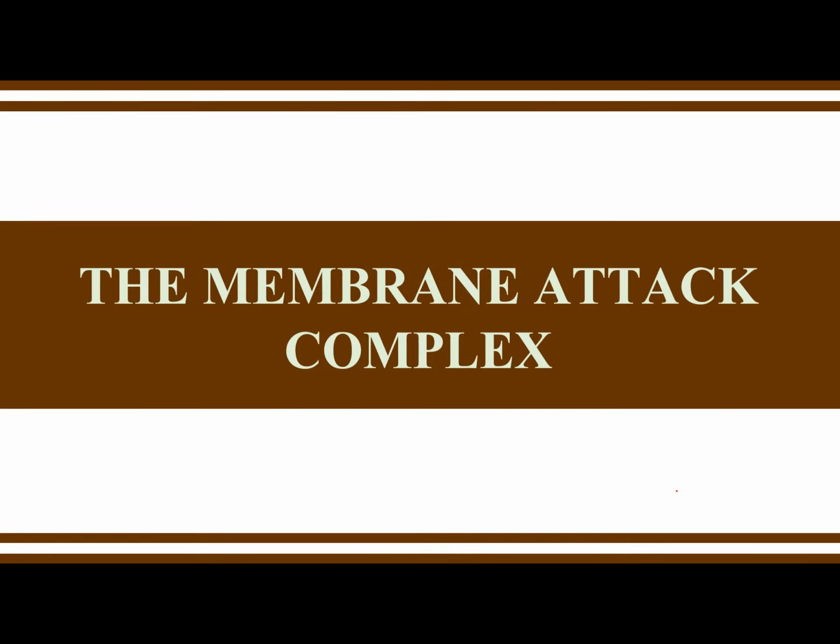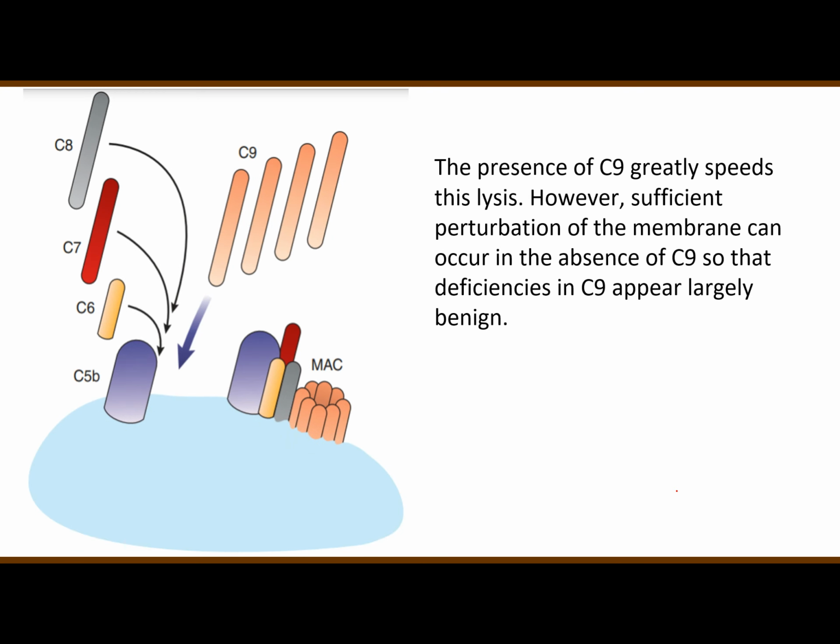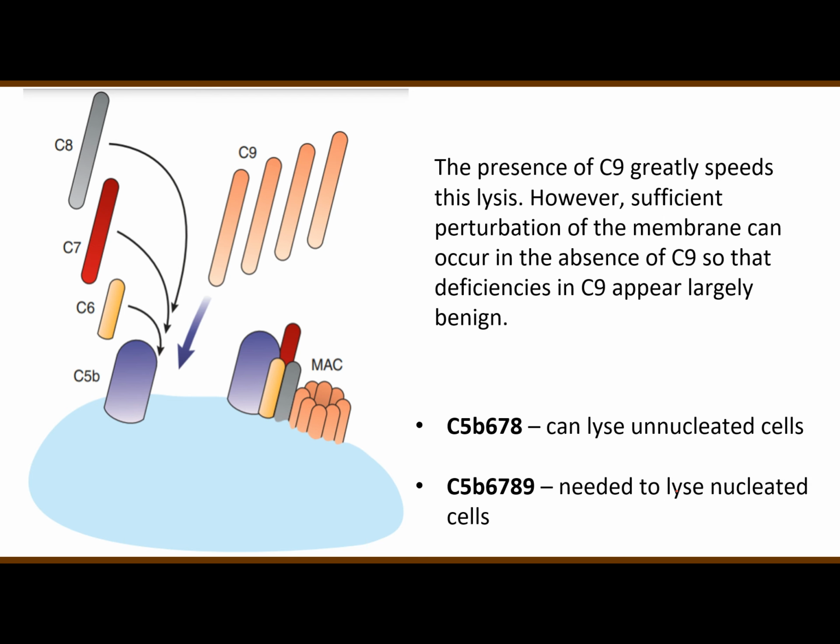Now let's talk about the membrane attack complex. The membrane attack complex is the presence of C9. Please take note of this class. C9 would greatly speed up the lysis. However, sufficient perturbation of the membrane can occur in the absence of C9, so that deficiencies in C9 would appear largely benign.